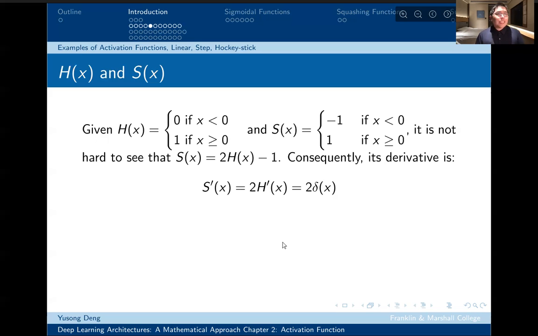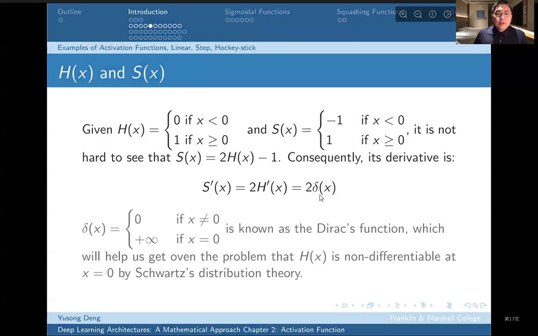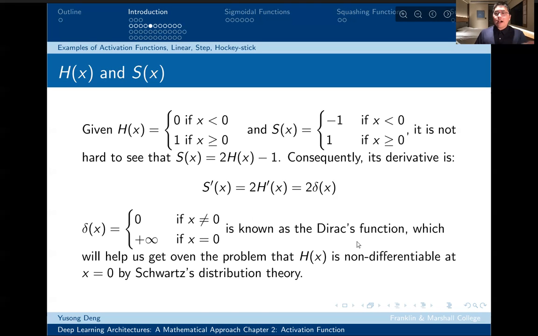Do they have any kind of relationship? Yes. H(x) is this one, and S(x) is this one. We can see that S(x) equals 2H(x) minus 1, and its derivative, S prime(x), equals 2H prime(x), equals 2 times the Dirac function. The Dirac function will help us get over the problem that these two functions are not differentiable at x equals 0, by Schwartz distribution theory.